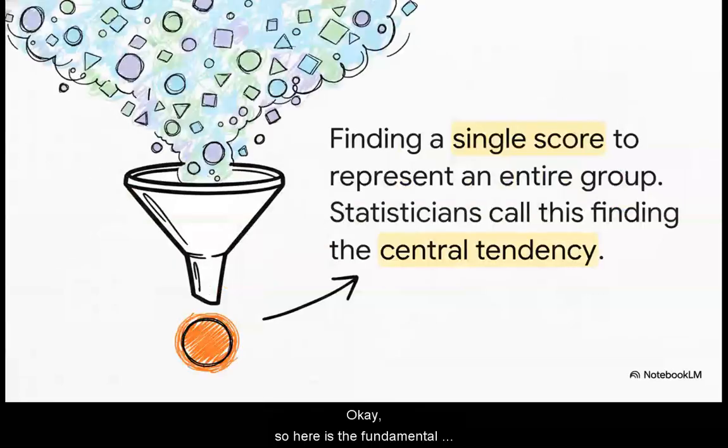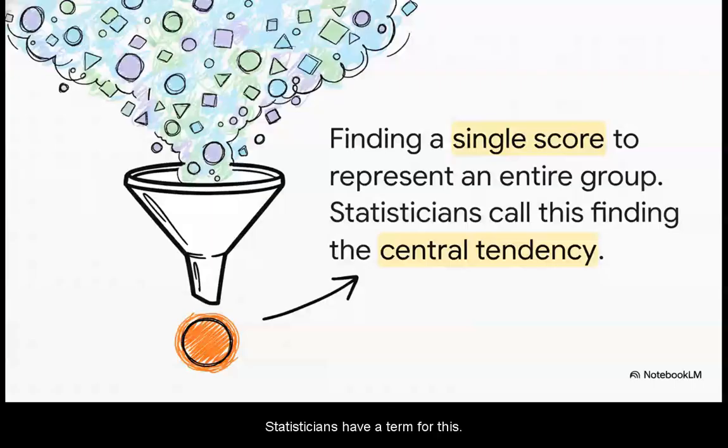Okay, so here's the fundamental challenge for anybody who works with data. How do you take a whole bunch of different numbers, test scores, prices, whatever, and boil it all down to just one single number that represents the entire group? Statisticians have a term for this. They call it finding the central tendency. It's all about finding that one typical representative value in a whole sea of information.